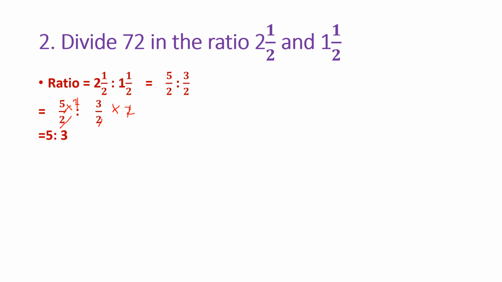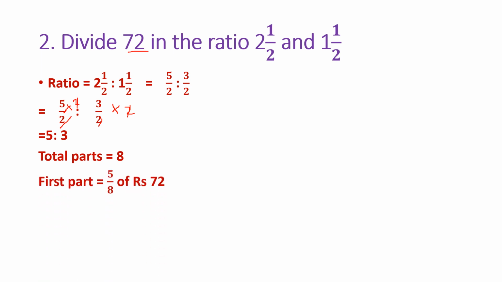Okay. So that means I have to divide this rupees 72 into 2 parts, 5 is to 3. So what is the total number of parts? Total number of parts is 8. So first person is getting how much? 5 out of this 8. And the second person gets 3 out of 8.